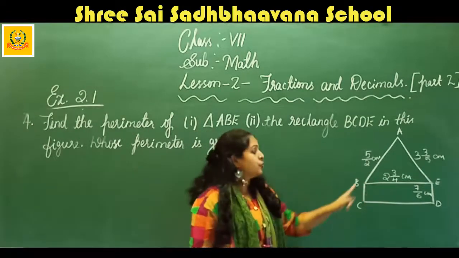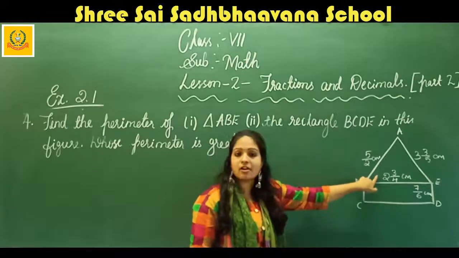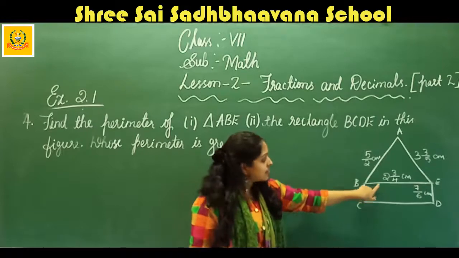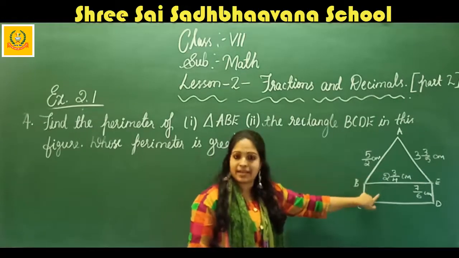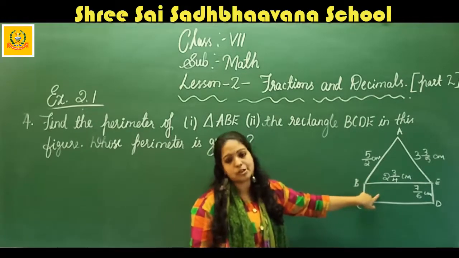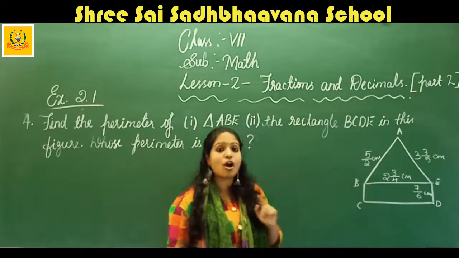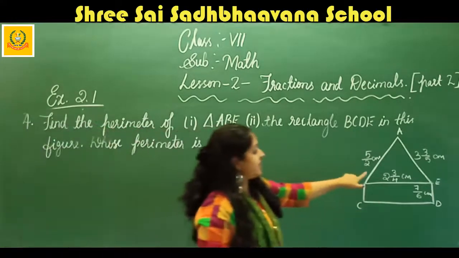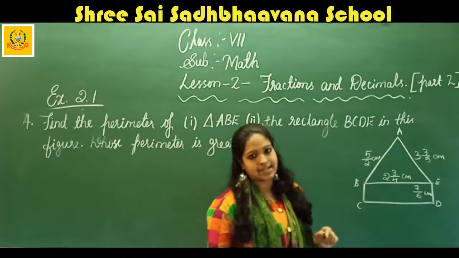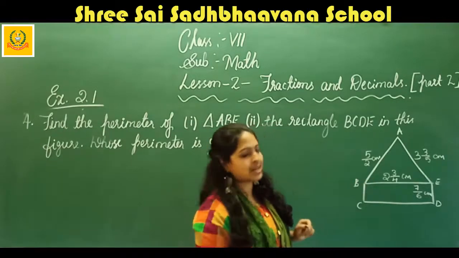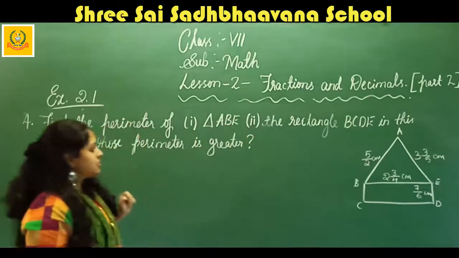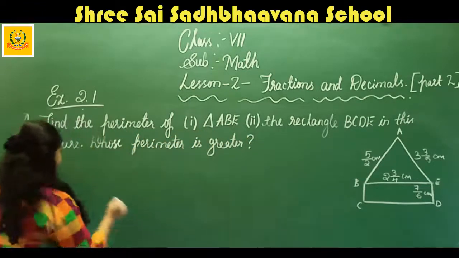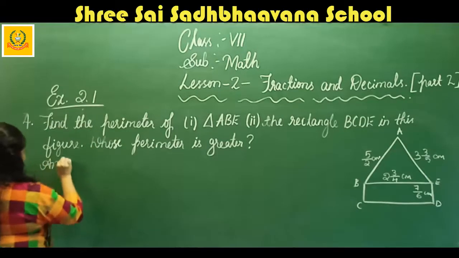Now, what you have to do? You have to find out the perimeter of a triangle and the perimeter of a rectangle. Both you have to find out, and then you have to compare which perimeter is greater, the triangle or the rectangle. So shall we see now how to work out? Okay. Yes. So let us find the perimeter of a triangle.